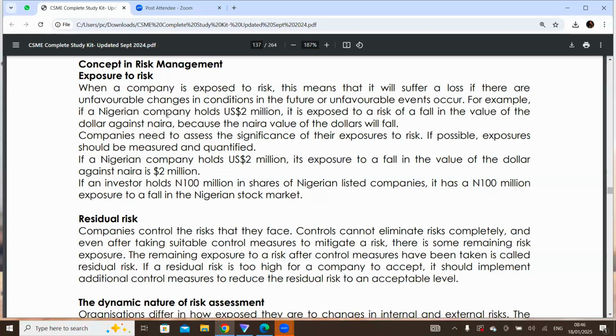So exposure to risks simply means, this is an exam question. I like this question. It simply means that a company will suffer a loss if there are unfavorable changes.